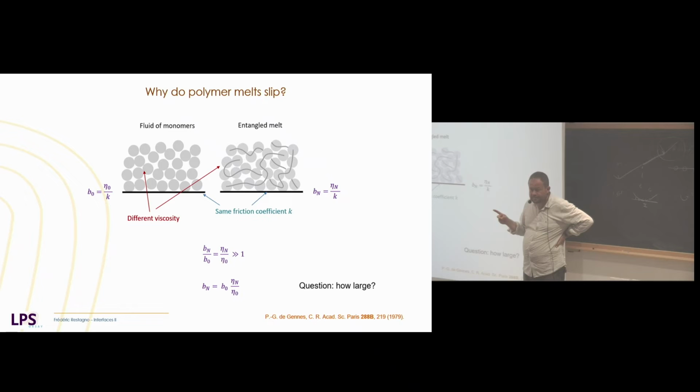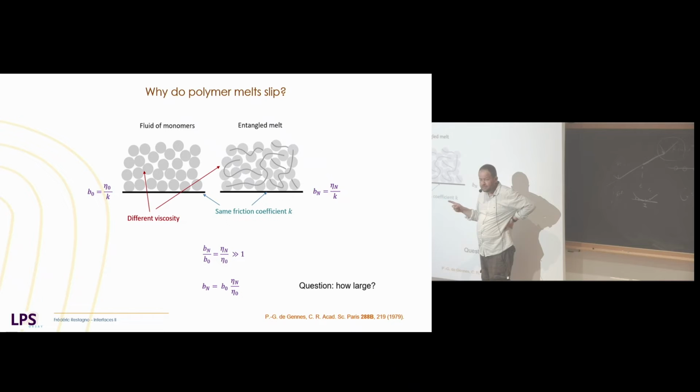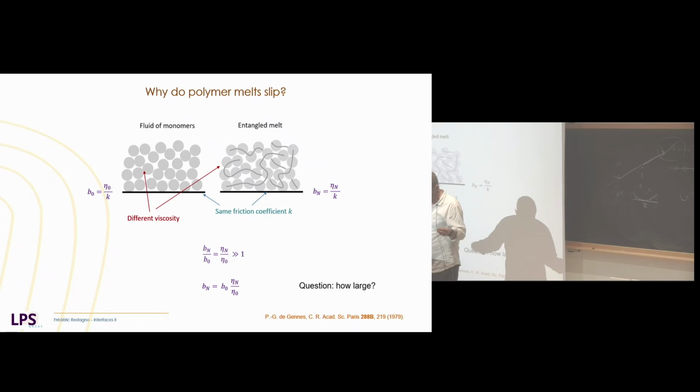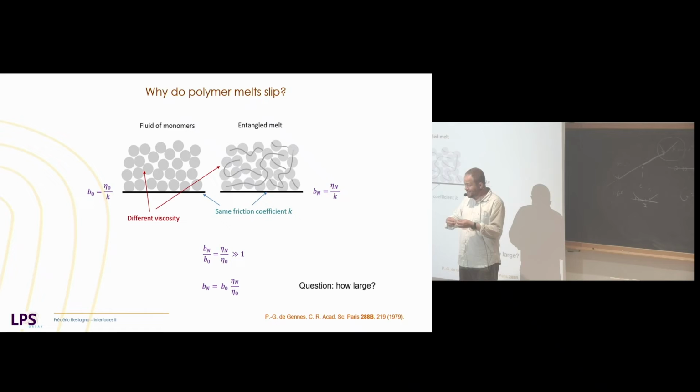It depends on what? It depends on the degree of polymerization. The longer the chain, the more viscosity there is. So now, for a polymer melt, how does the viscosity of a polymer melt depend on the length of the chain?